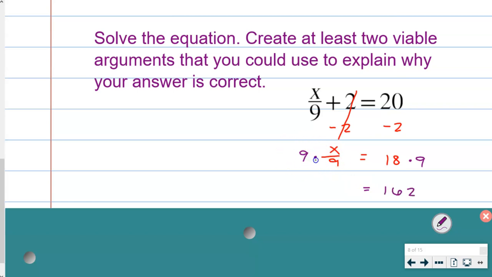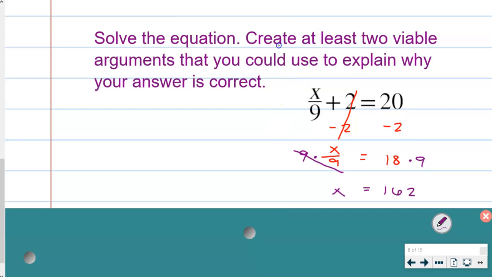And again, let's figure out what happens over here, right? The reason we chose to multiply by 9 and write it like this is because we are undoing dividing by 9. So that part is all undone. What am I left with? Just x. x equals 162. It is a good refresher.